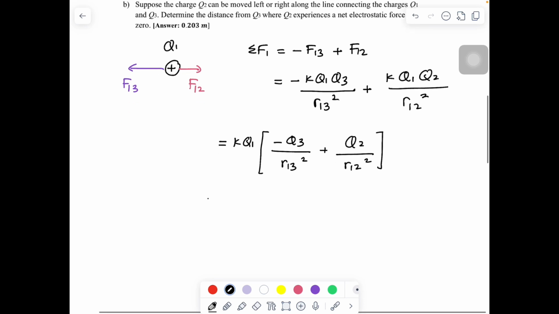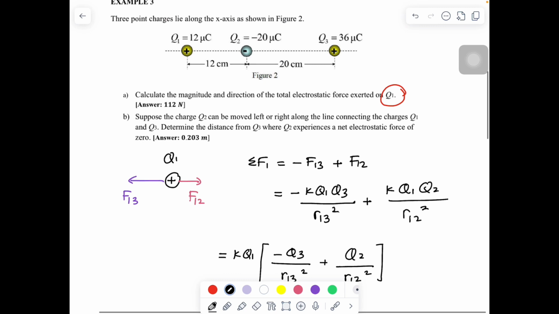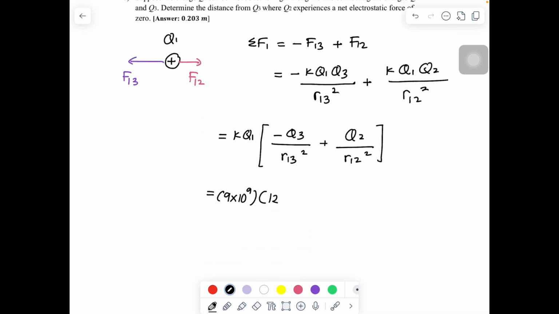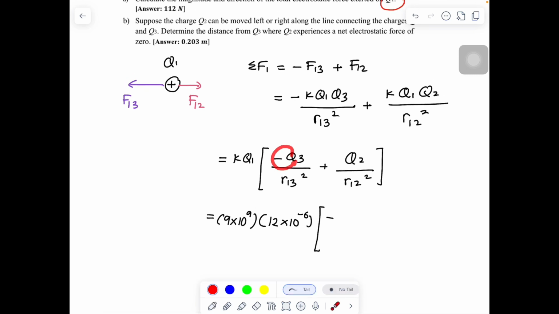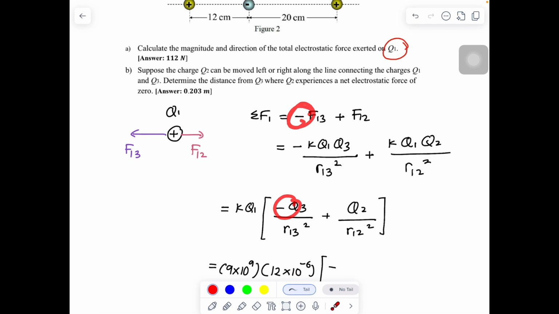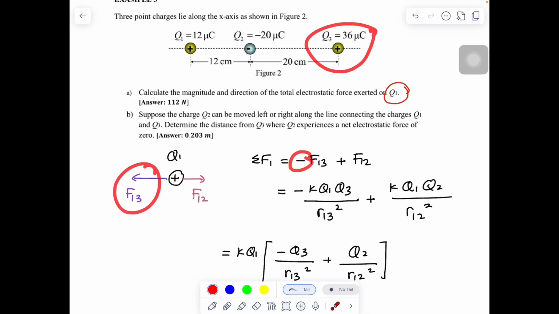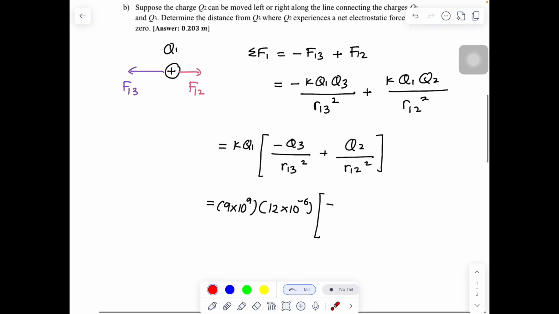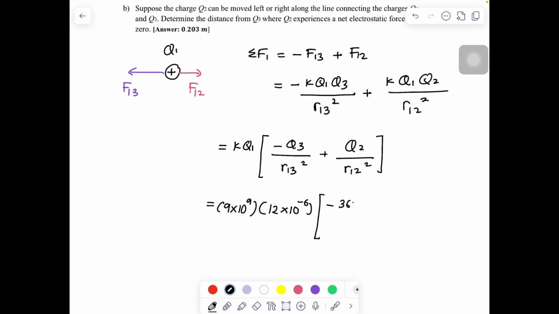Barulah kita substitute lah value dia: 9 exponent 9, and then Q1, tengok balik, Q1 is 12 micro, so micro exponent negative 6. And then negative, ni based on the direction yang tadi. It's not the negative Q3. Negative ni based on direction ini. And then Q3 is 36 micro, 36 micro exponent negative 6, divided by distance between 1 and 3.